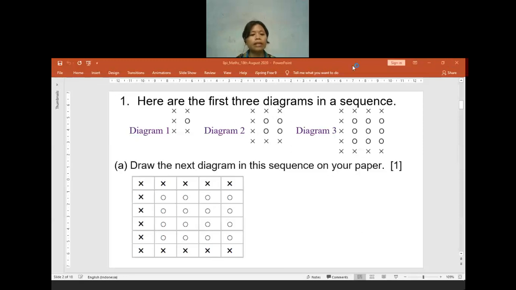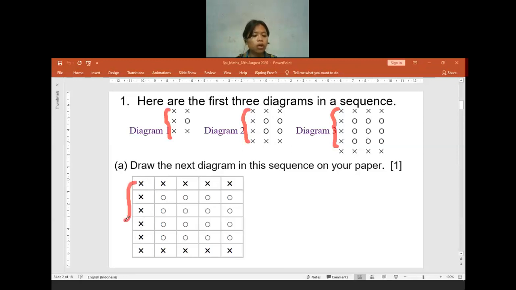So you can see here, maybe like this is column 3 when it is diagram 1, this is column 4 when it is diagram 2, and this is column 5 when it is diagram 3. So it means later, if I'm going to find diagram 4, it has to go down 6 crosses. That's why I have 6 crosses here.